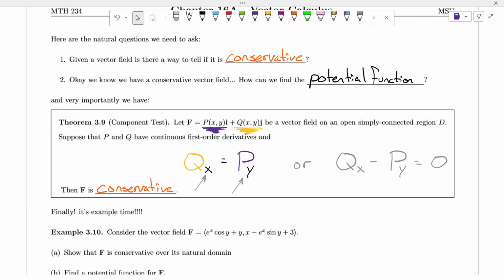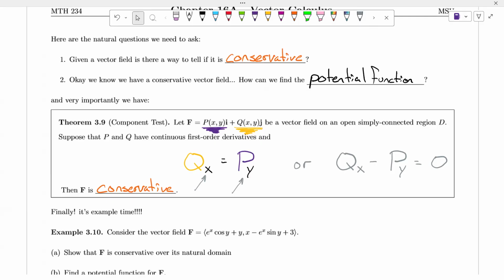But again, Q partial x should be equal to P partial y. But notice where those partial derivatives end up, because I think they're the opposite of what you'd expect. Q was the y component, colored in yellow up there, but I'm going to take its x partial derivative. Similarly, P was the x component of the field, but I'm going to take its y partial. So I'm doing the opposite derivative of the position those two components are located in. So that's element number one to notice about the check that we're doing here.